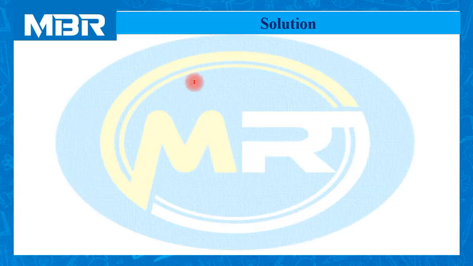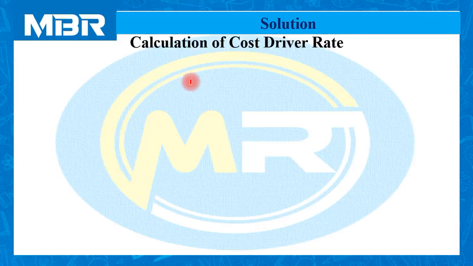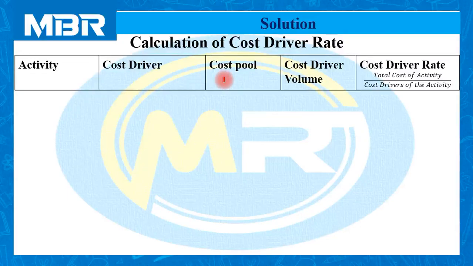As a part of the solution, it is necessary for us to calculate the cost driver rate. As we all know, without calculation of the cost driver rate, it is a little difficult to prepare the table of overhead absorption and total cost of manufacturing. The format of the table is fixed. The first column is activity, second is cost driver, third cost pool, fourth cost driver volume, and last cost driver rate. It is nothing more than the total cost of activity divided by the number of cost drivers related to that activity.